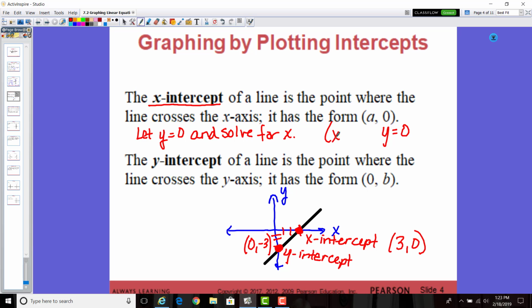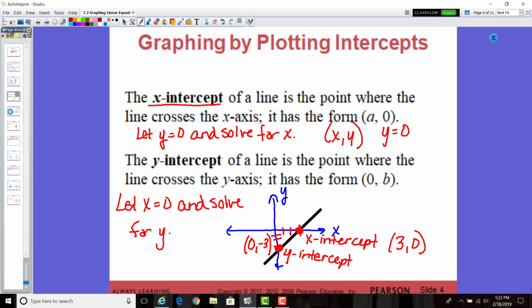That will give us an x, y ordered pair where y is 0. The y-intercept has an x value of 0 always, so to find our y-intercept we let our x variable equal 0 and we solve the equation for y.